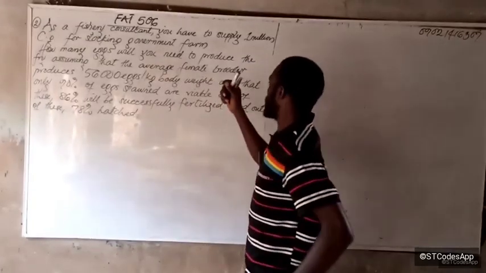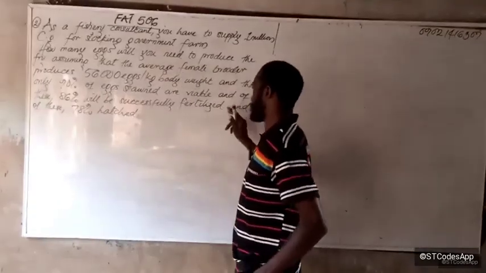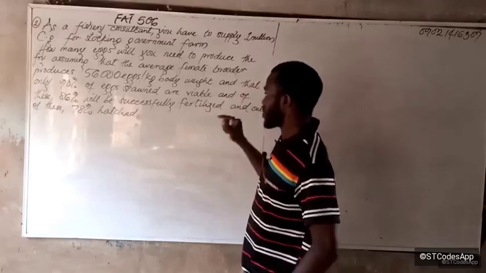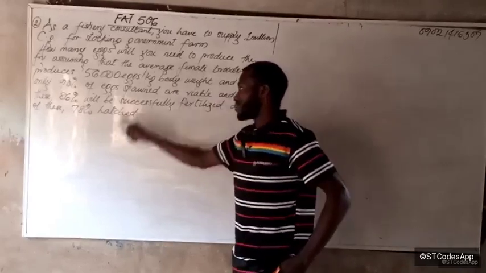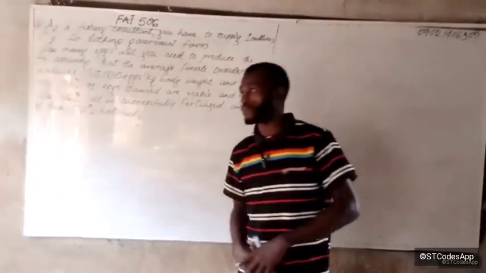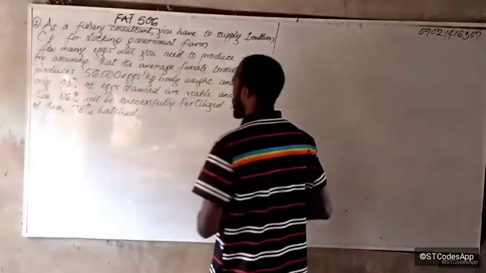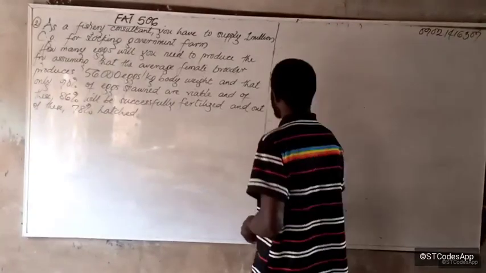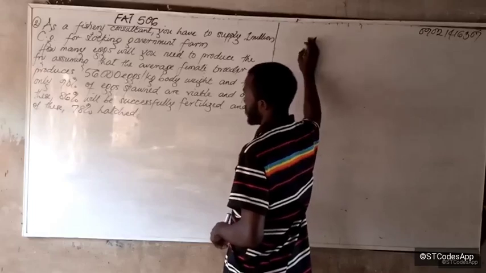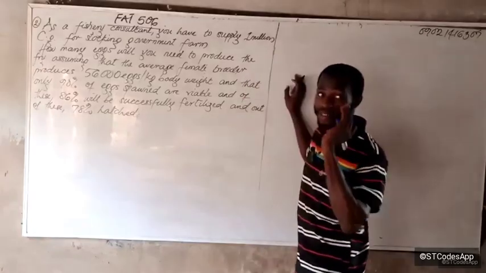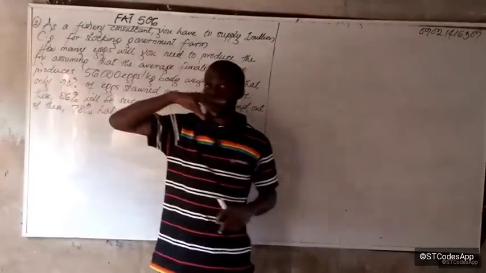And that only 90% of eggs spawned are viable, and of these, 86% will be successfully fertilized, and out of these, 78% hatched. Okay, so the first thing we want to do is go backwards, still the same way. We should know that the fertilized eggs, okay, so the first thing is that we are assuming that we are stocking this government farm with fries.